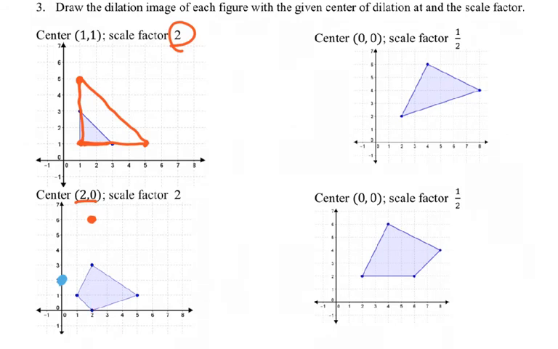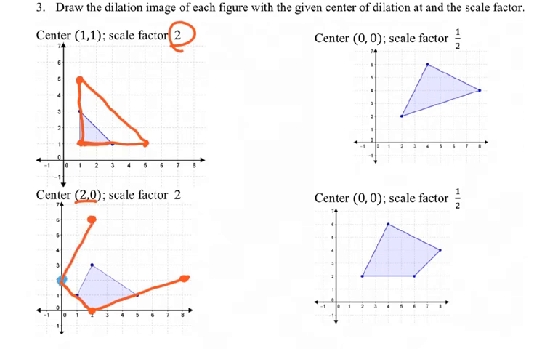Instead of going over 3, up 1, I'm going to go over 6, up 2. This point is going over 0, up 0, and 2 times that is still over 0, up 0. So what I'm going to do is connect these points.